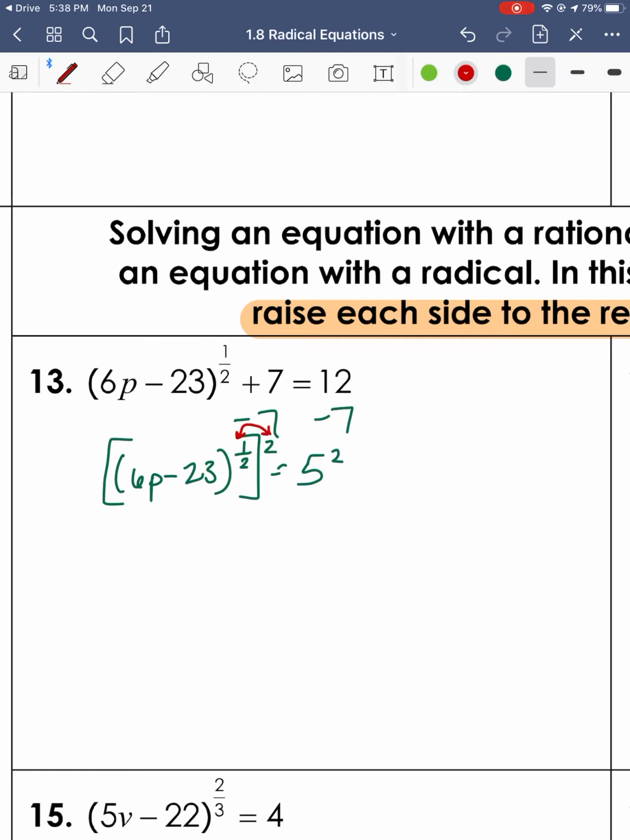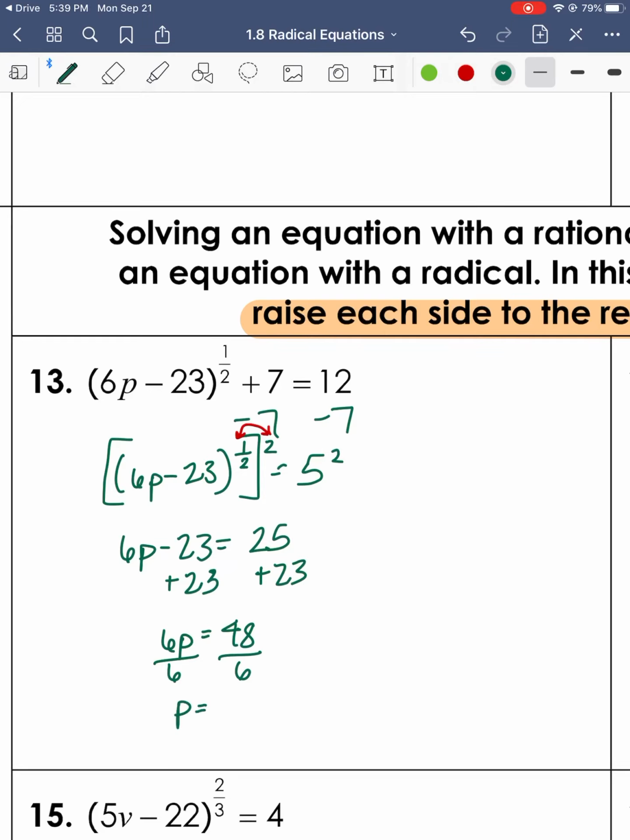So now we take 2 and multiply it by 1/2, which is equal to 1. We're left with 6p minus 23 to the first power, and in that case we can just write it as 6p minus 23. Then we have 5 squared is equal to 25 on the right side. Isolating the variable, we add 23 to both sides. We get 6p is equal to 48. Then divide both sides by 6. p is equal to 8. There's our final answer.